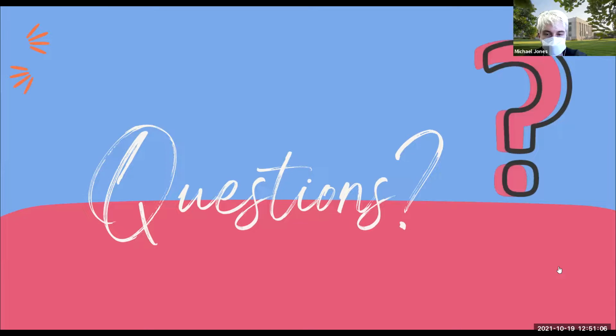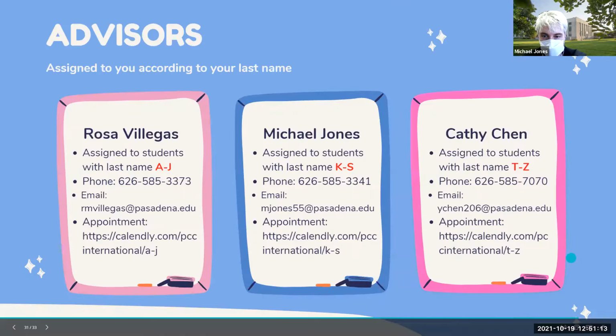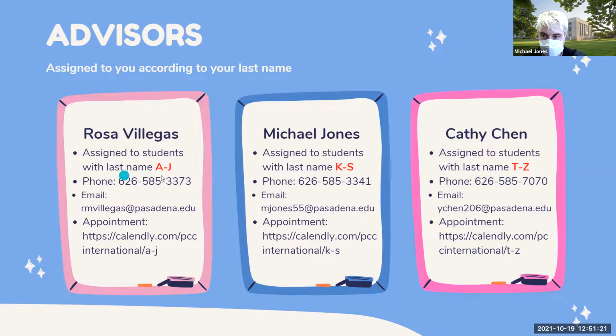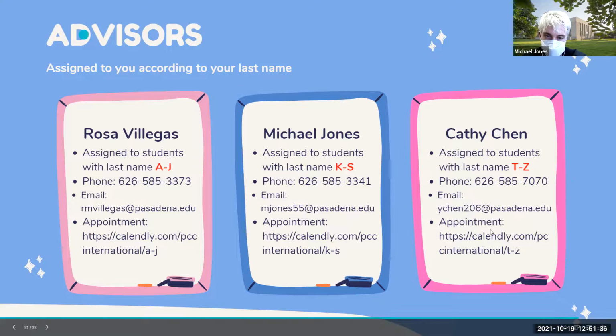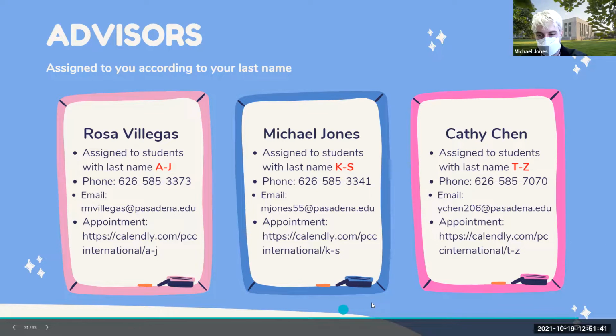Awesome. Any other questions? You can put them in the chat, or you can unmute yourself. Really quickly too, while you're thinking of your questions, here's our contact information. Rosa oversees students with last names A through J. I oversee students with last names K through S. And if your last name is T through Z, Kathy, our colleague who's not with us today, oversees you. So take a screenshot of this if you want to contact us. Hopefully you already know how to. Yeah, any other questions?